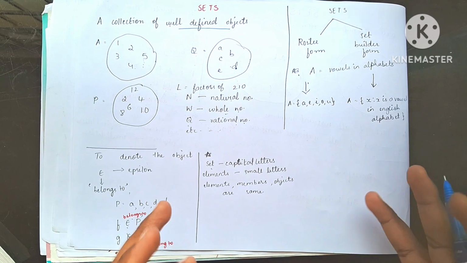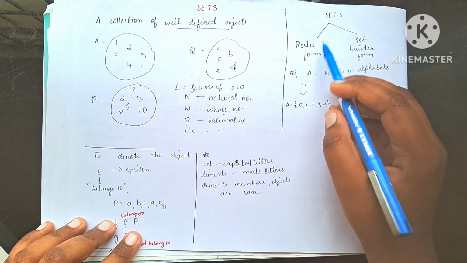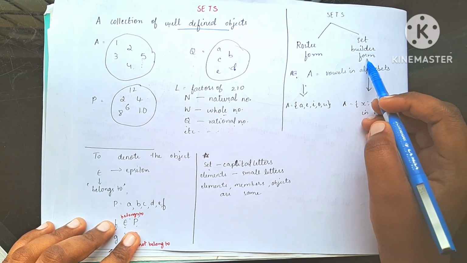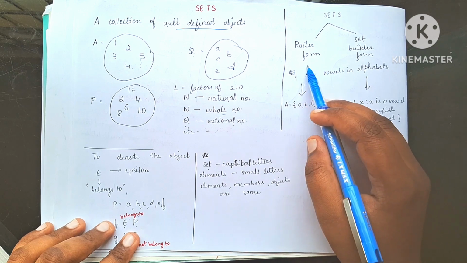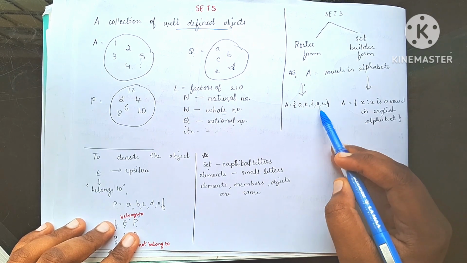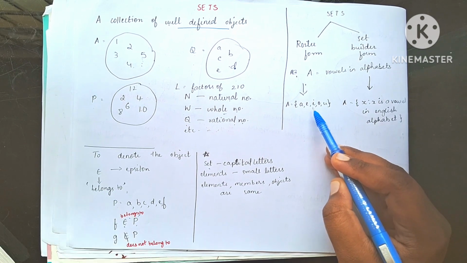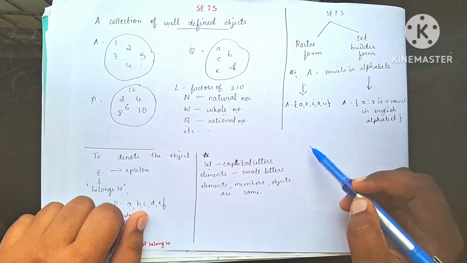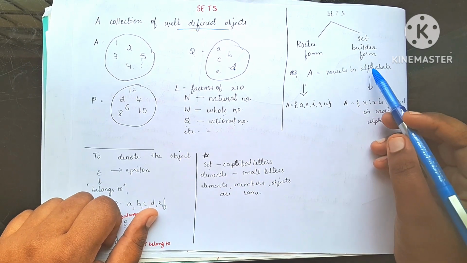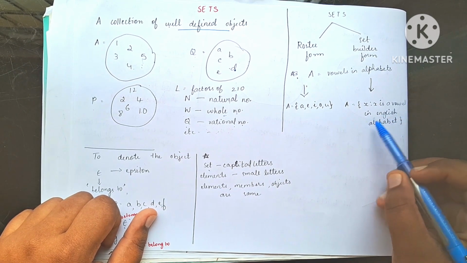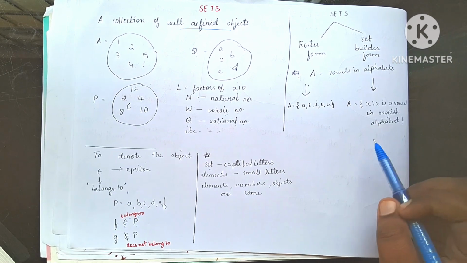Now how do you represent a set? There are two types. One is roster form and the other is set builder form. So roster form is where you basically list out all the elements and put commas in between them enclosed in some flower brackets. Set builder form is where you just write the same thing in a statement. Let's see this with an example.